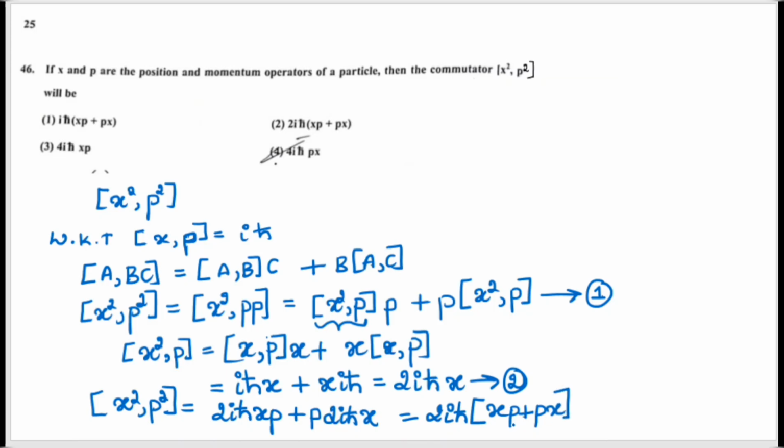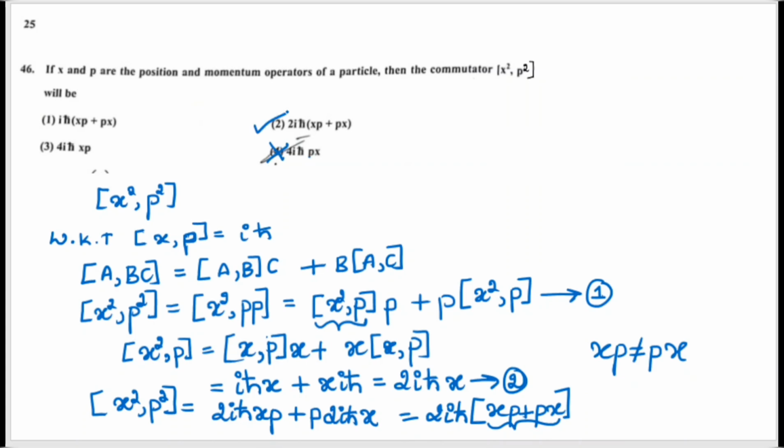Now can I write this xp plus px as equal to 2 times px? No, I can't write like this. Why? Because operators do not follow the commutative law. That is, xp is not equal to px. So we need to keep the answer in this way only. Now look at the options. They have already given here 4i h cut px. This is the wrong option. Don't mark it.